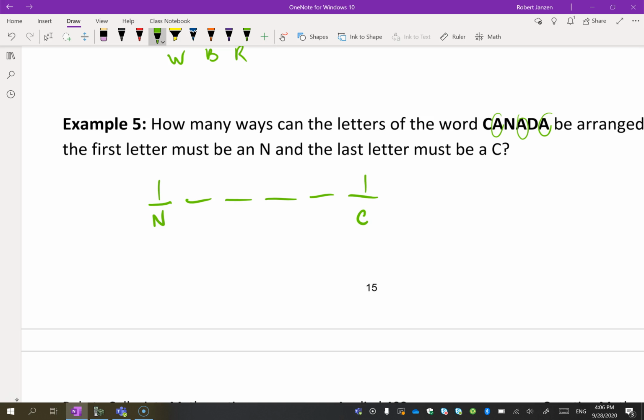How many letters are left? Well, if you cross off the C and the N, there are 4 letters left. So you could put 4 factorial for the 4 letters. The problem is 3 of them are A's, so we're going to divide by 3 factorial, because if we rearrange A's, it doesn't create new words. This is going to be 4.